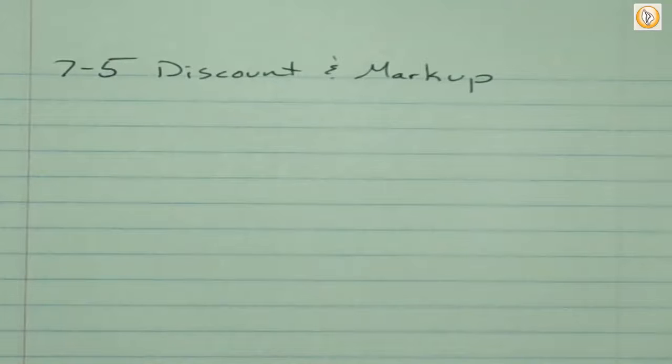Did we do, we didn't do 7.4, did we? Okay, let's do 7.5, and then tomorrow we may do 7.4. We may be going backwards. That's okay. All right, so 7.5 discount and markup.